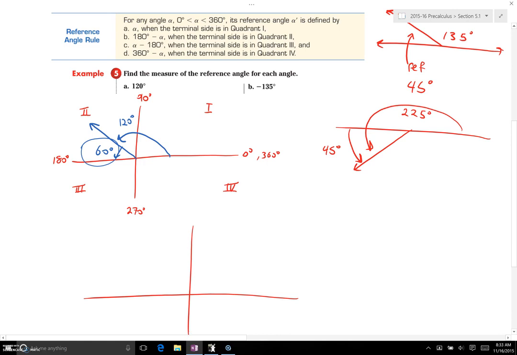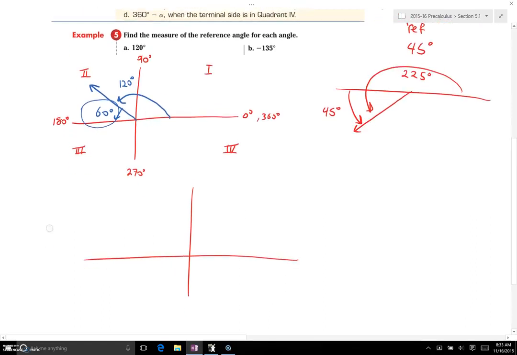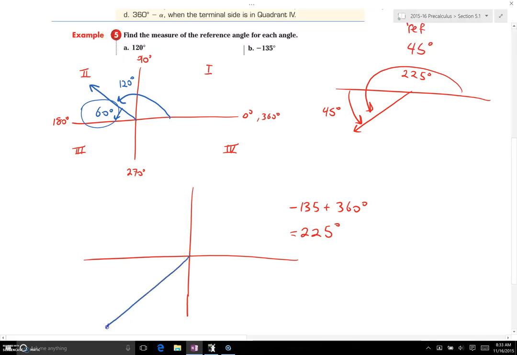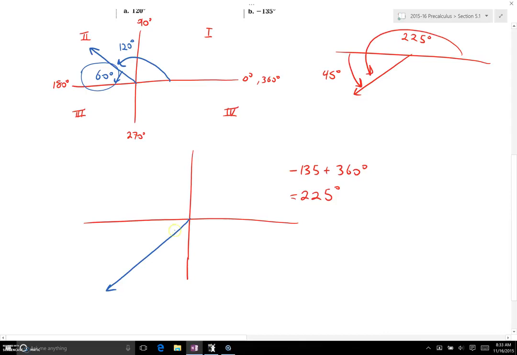negative 135, sorry. We could convert that into a positive if we wanted, so we'd have negative 135 plus 360 to find the positive coterminal angle. And it looks like in that case we're going to have 225. So that's going to be bigger than 180 but less than 270, so it looks like that angle is in the third quadrant. And we just need to figure out, well, how much bigger is that than 180? And it's 45 degrees bigger than 180.